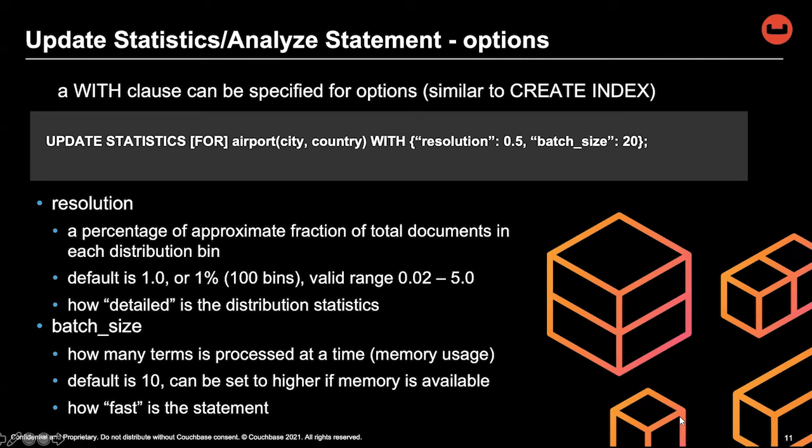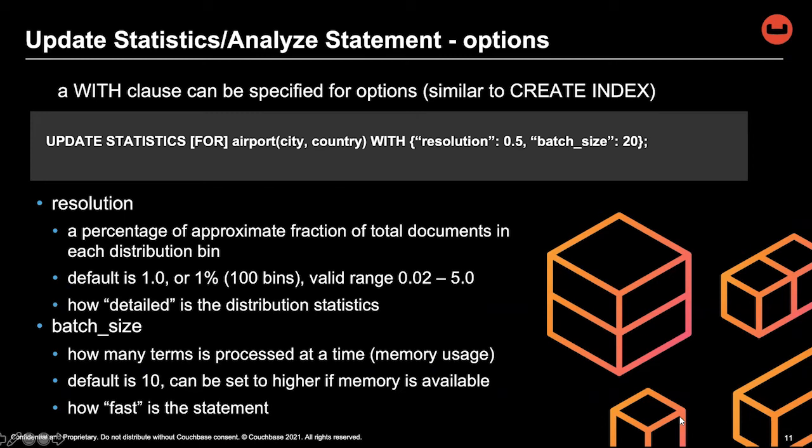Resolution is a percentage, the approximate fraction of the total documents in each of the distribution bins. When we construct a histogram on the term or on the expression, we represent it using distribution bins. The default resolution is 1.0, or 1%, which corresponds to approximately 100 distribution bins. So when you specify a resolution of 0.5, that just means you want 200 distribution bins instead of the default 100. This is a way of getting a little bit finer granularity for the histogram you construct for this specific term.